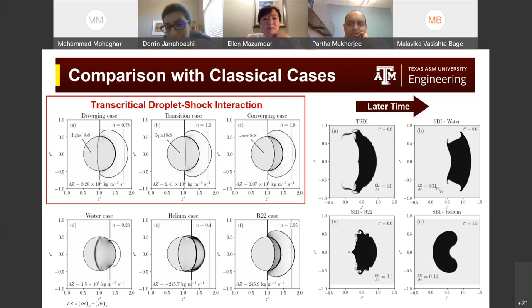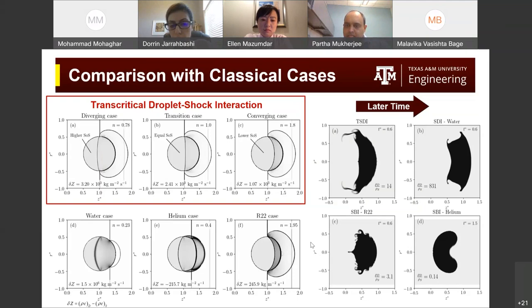So I have a quick question. When you compare the TSDI with water, or let's say R22 with water, did you compare the baroclinic vorticity production term at late time with these two cases? Did you compare how the evolution of the baroclinic vorticity production term goes? Because when we compared multi-mode and single mode in the experiment, and then later I did the 3D simulation, which Devesh and I are going to submit for the PR for that one.